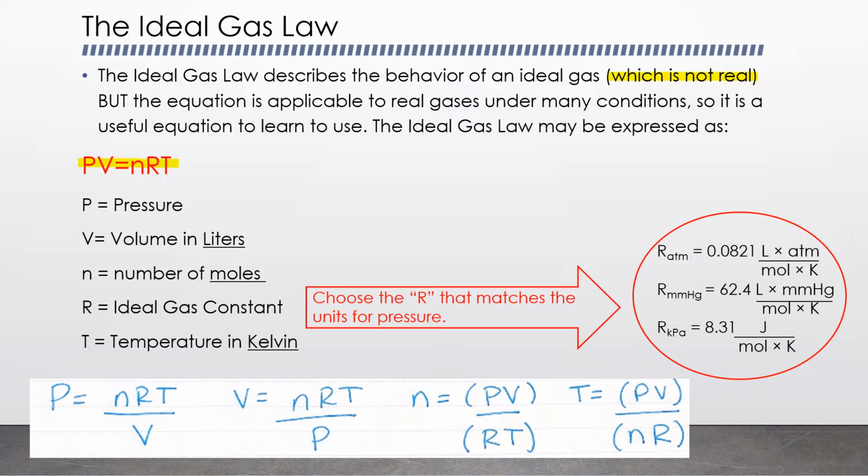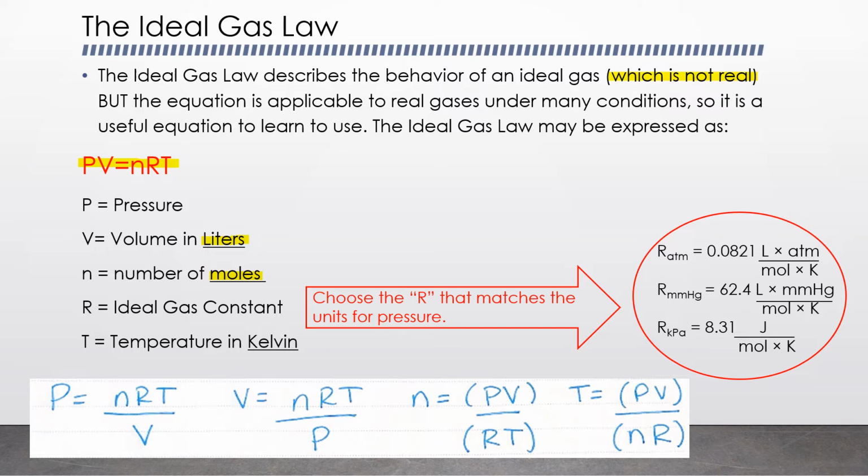Pressure can be in whatever units they give you. Volume has to be in liters. If they give you milliliters, divide by 1,000 and put it into liters first. Then you can plug it in. n is the number of moles, so that does have to be in moles. Say, for instance, you're given grams. You would have to change that into moles first and then use it in the equation.